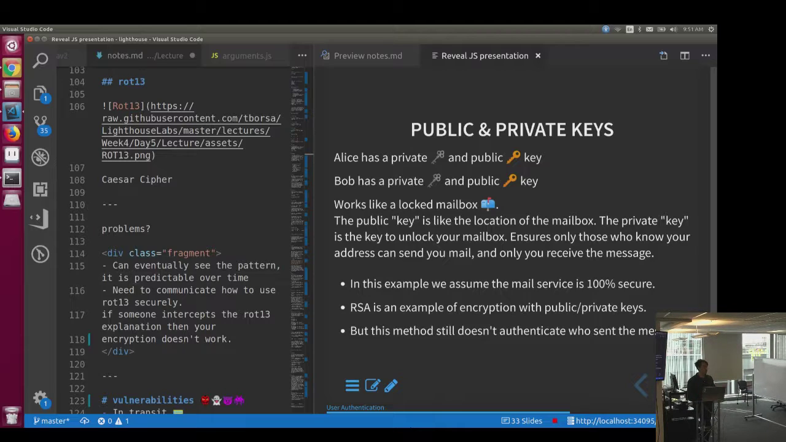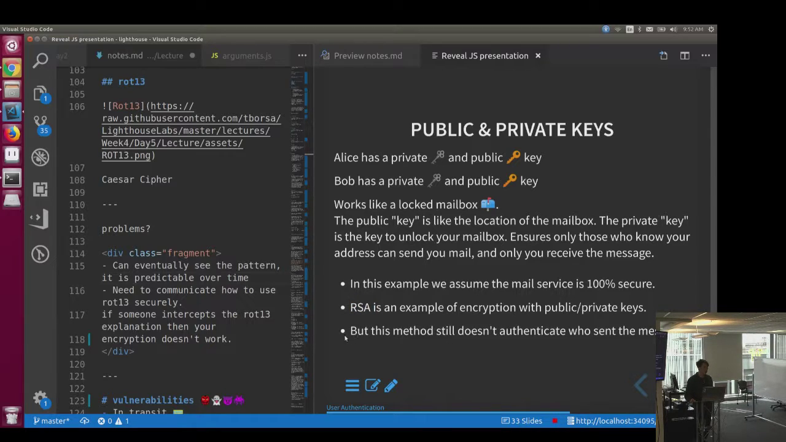This is assuming that the postal service in this case is 100% secure. So I give you all my public key, my mail address, and when you send stuff, no one can read it except me, because it ends up in my mailbox, and only I have the key to unlock my mailbox and check what you have sent me. An example of this is RSA, a very common public and private key encryption. They're called asymmetric encryptions.